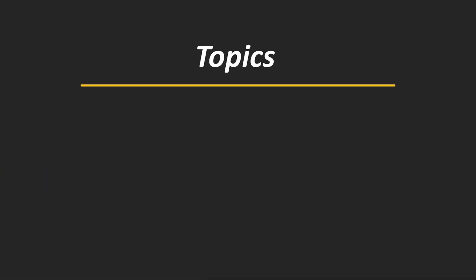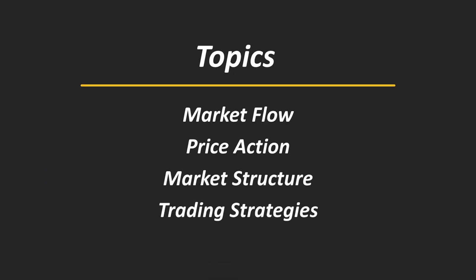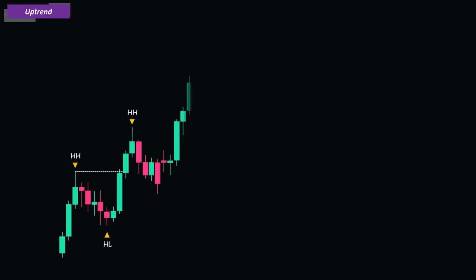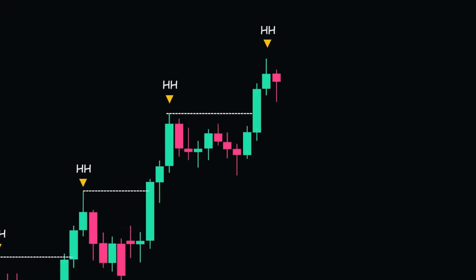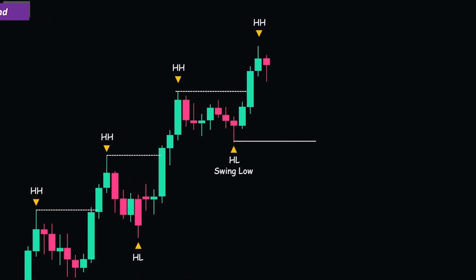In this video, I'm going to explain the market flow, price action, market structure, and trading setups related to each of the market conditions. So if that's something you're interested in, it continuously moves in one direction. In an uptrend, the market makes higher highs and higher lows while respecting previous swing lows. Respecting the previous swing low means the price continuously breaks to the upside without dropping below the previous swing low. After the breakout, the lowest point of the pullback becomes our new swing low.